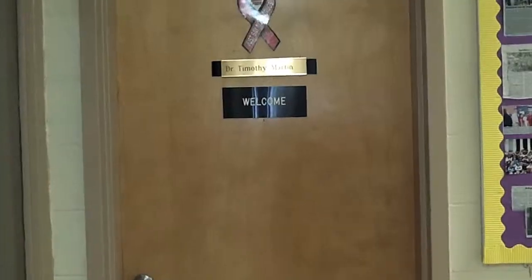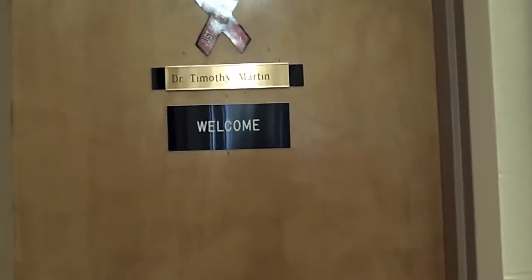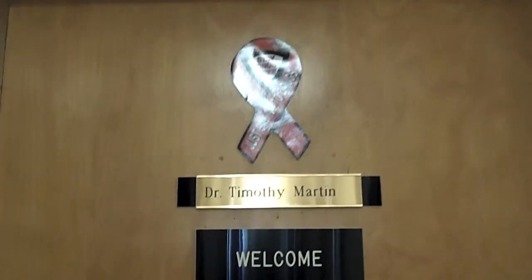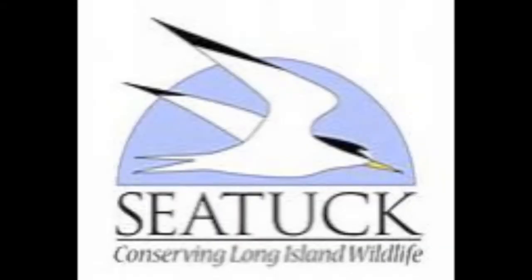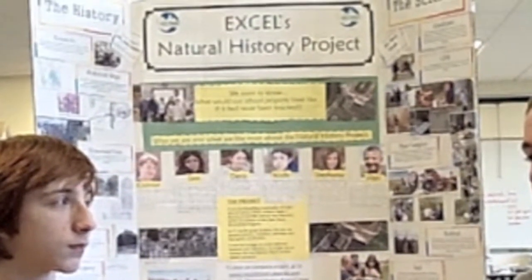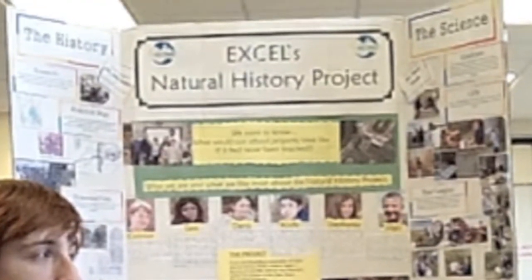Knowing the history of the property is important. So it's important to know where we are, how we conserve what we have, and what changes we might have to make. Luckily, the principal was not the only one who cared about the history of our school. Thanks to the support of the Islip Historical Society and Seatuck Environmental Association, the project took an unexpected and unusual turn as the idea for the Excel OSSP Natural History documentary was born.